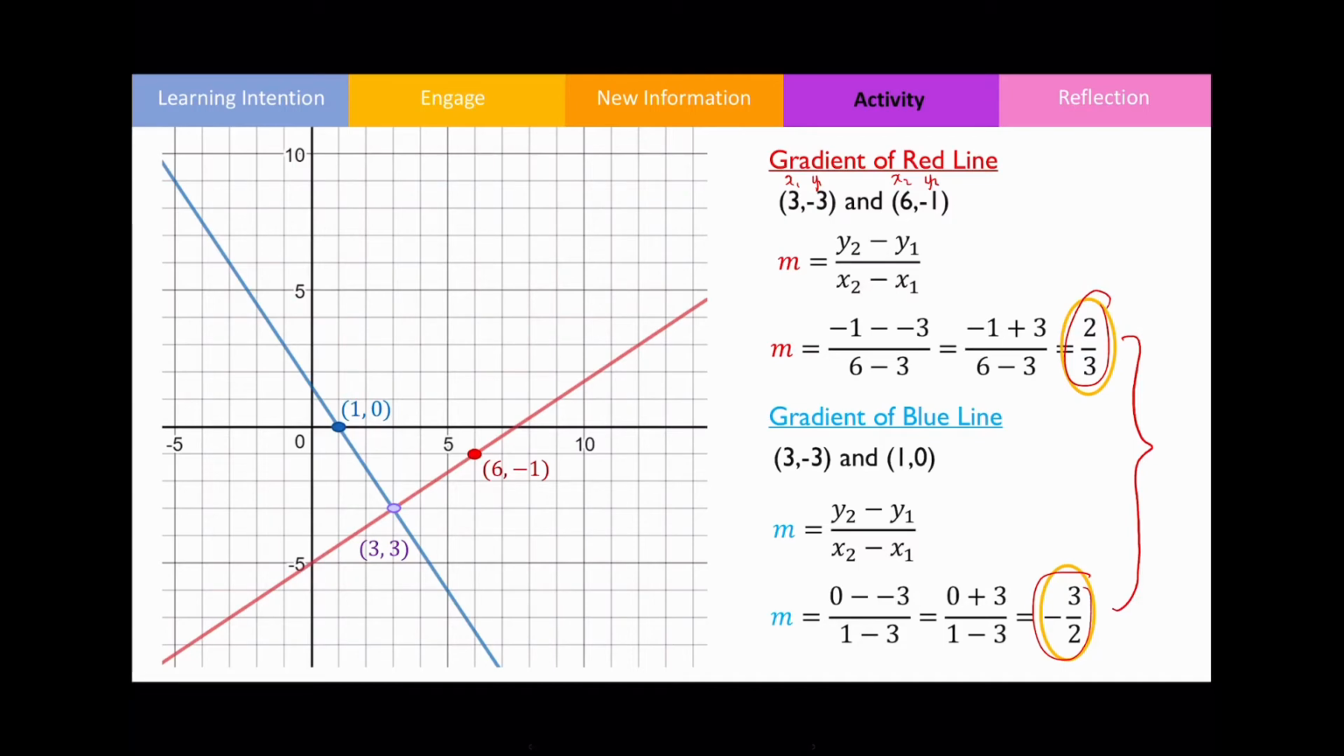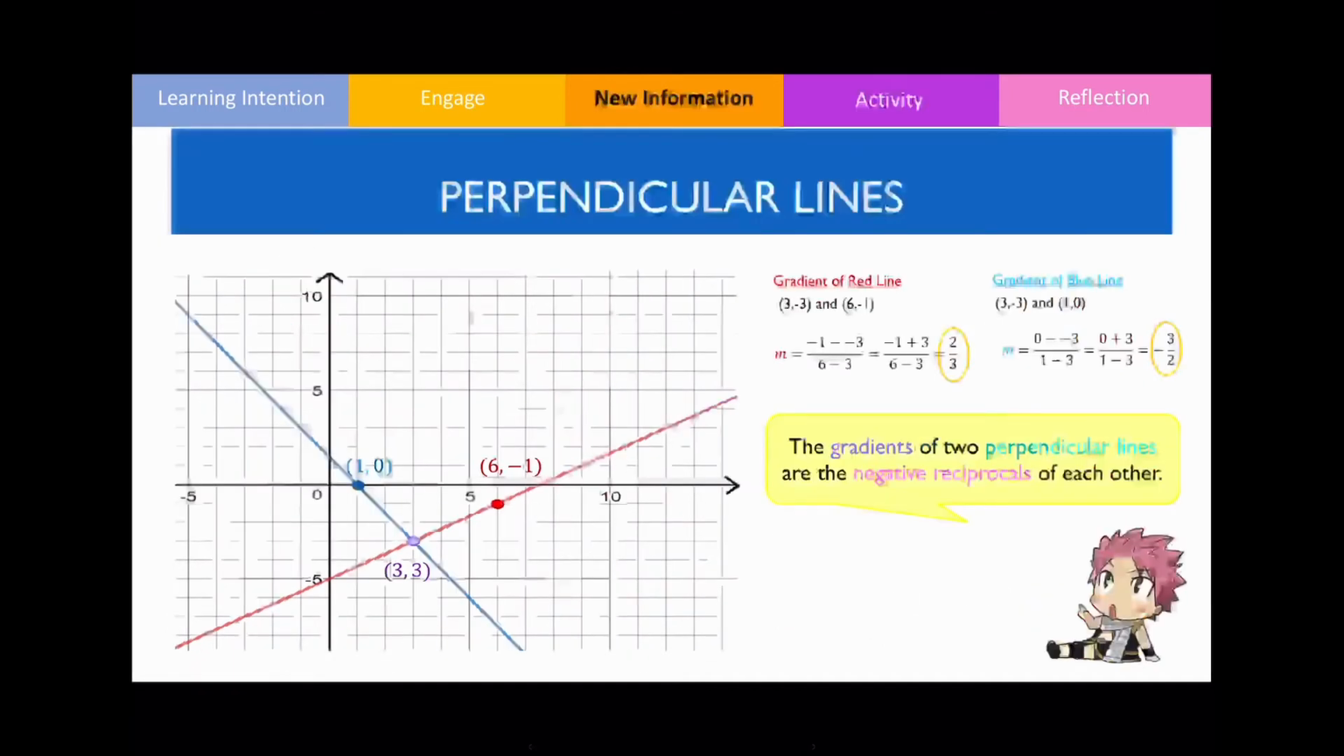So we refer to that as the negative reciprocal. As I said on my slide here, the gradients of any two perpendicular lines are the negative reciprocals of each other. Just to give you an example of what I mean by negative reciprocal, say that this is the gradient for one of them, so that's 7/4. The gradient for the other line that's perpendicular to it will be -4 on 7. So what they've done is they flipped your numerator as well as your denominator and then added a negative sign.